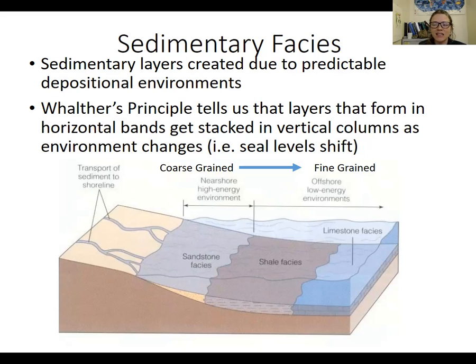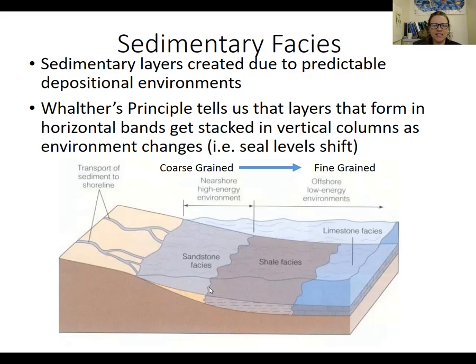So we have these distinct layers of rock that sit nearby one another, even though they may have formed at the same time, because there were slightly different depositional environments in slightly different areas across the landscape. And then there's this important geologic principle called Walther's principle, and it tells us that layers that originally form in horizontal bands, like we can see in these pictures, end up over time getting stacked in vertical columns as the environment changes.